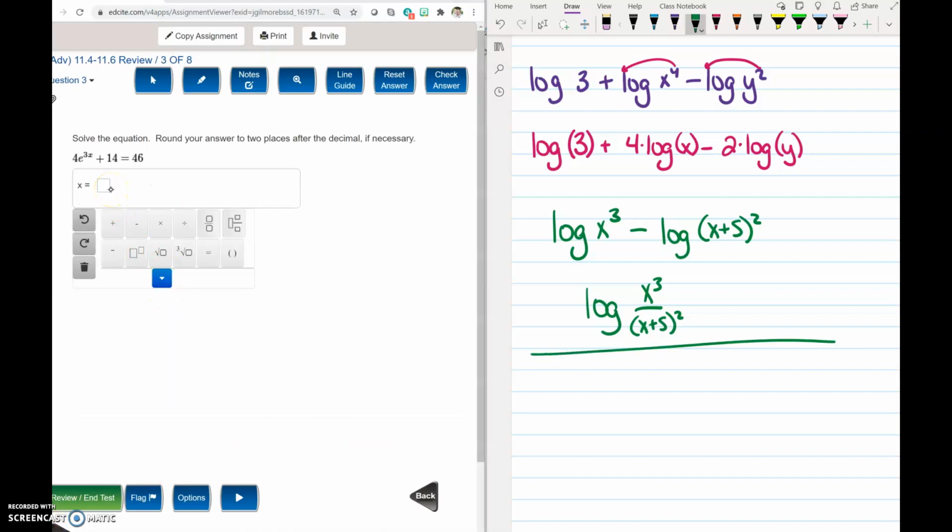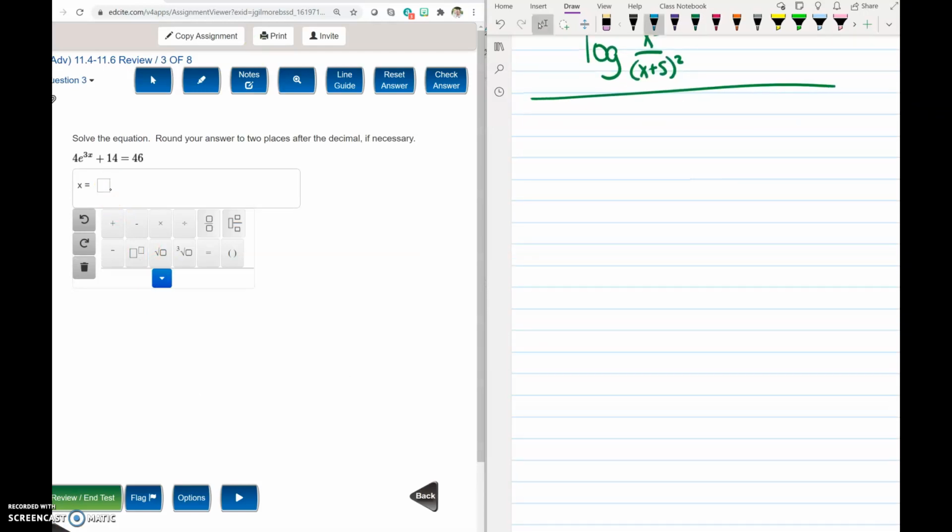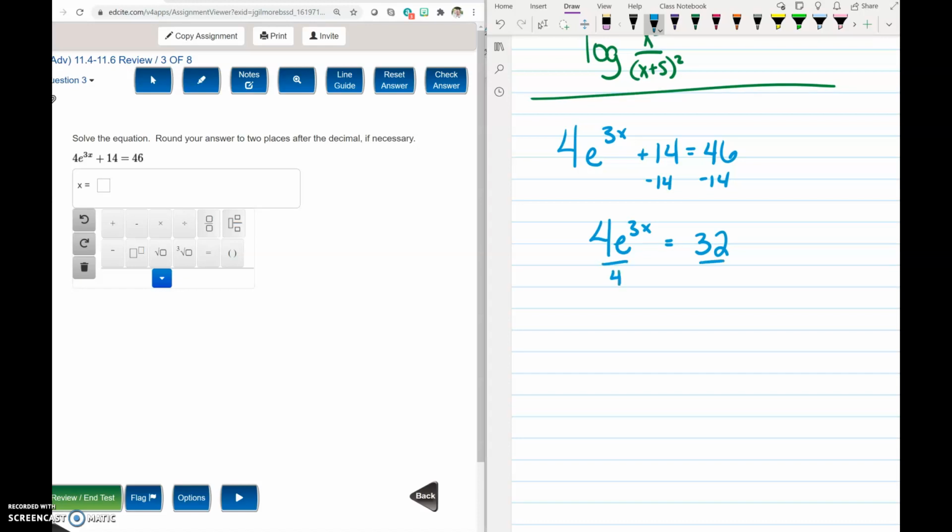Solve the equation, round to 2 decimal places if necessary. Your first step is going to be to get the e to the 3x by itself. So you need to subtract 14 on both sides. That'd be 232. And then divide by 4. So we have e to the 3x equals 8.